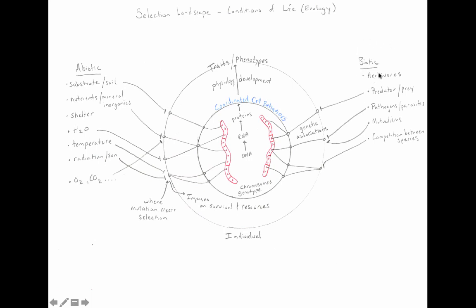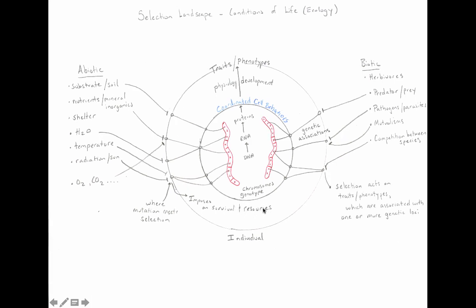And then we have the biotic environment, so other living things in the environment, such as herbivores, predator-prey type relationships, pathogens, parasites, mutualisms, competition between species. That's also imposing on an individual's survival and its ability to access resources. So this is where mutation meets selection. Selection acts on traits, phenotypes, which are associated with one or more genetic loci. So for example, this predator is somehow acting on the individual here on some trait.